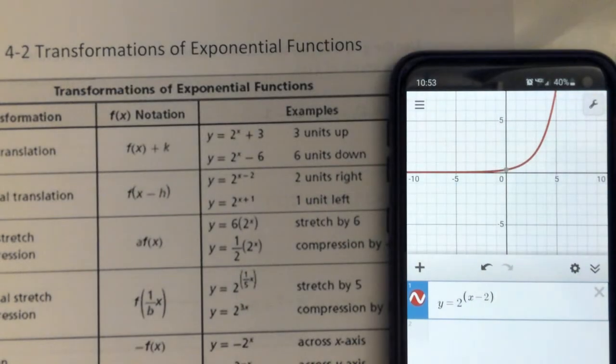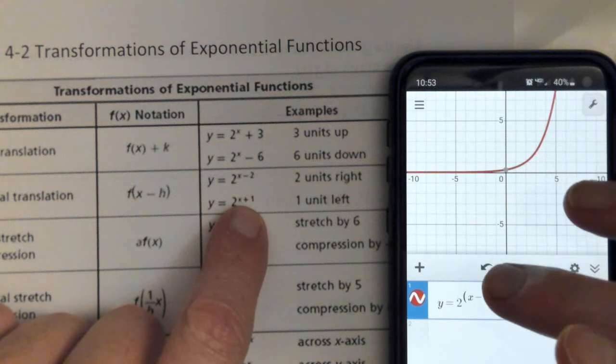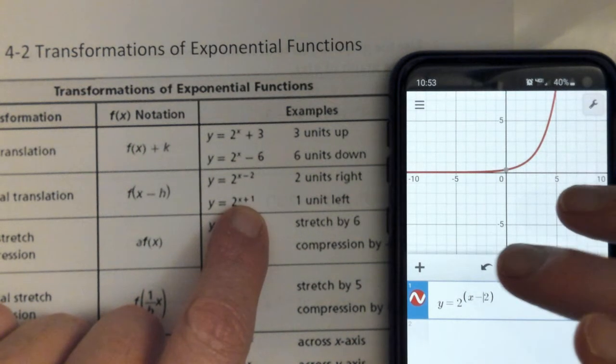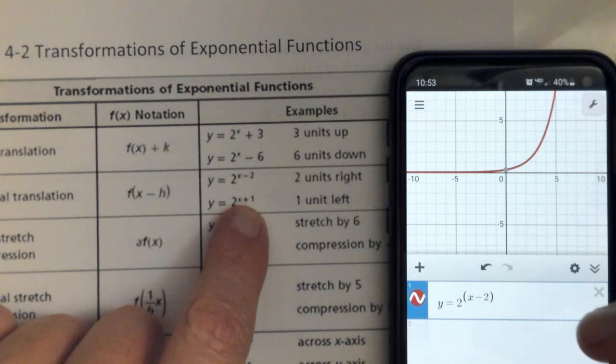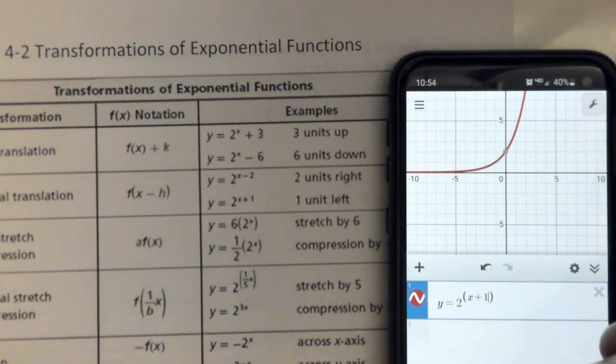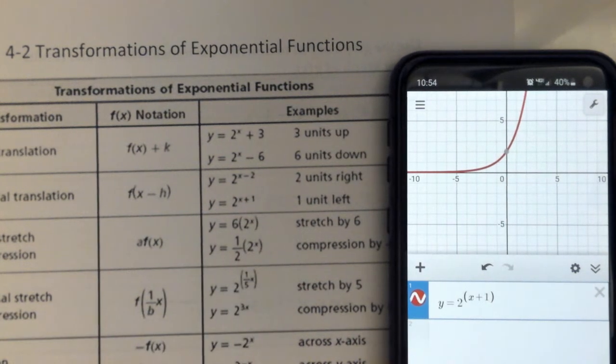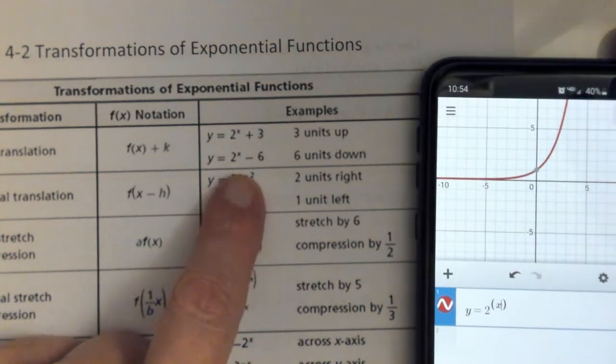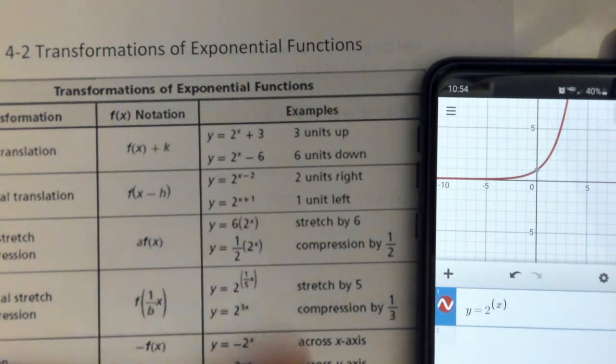Very similarly, when you subtract directly from the variable in most other functions, it moves 2 to the right. And if you were to add, let's change this to plus 1 like they've got on my chart. Alright, so it has shifted the graph 1 unit to the left. So adding or subtracting directly to the exponent variable moves it right or left.